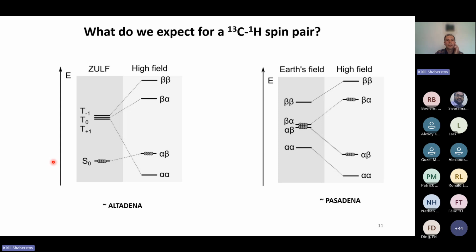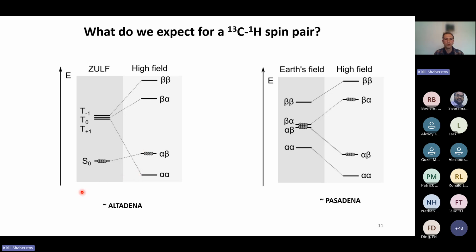So what do we expect for a pair of carbon-13 and proton in such kind of experiments? If we perform irradiation at ZULF, so at zero field, as I explained, we expect from the radical pair mechanism to polarize an imbalance between the average population of triplet and singlet state, which is then adiabatically transferred to high field for the detection. The distribution of populations, in this case, will be the following. The alpha-beta state will be overpopulated with respect to the other states.